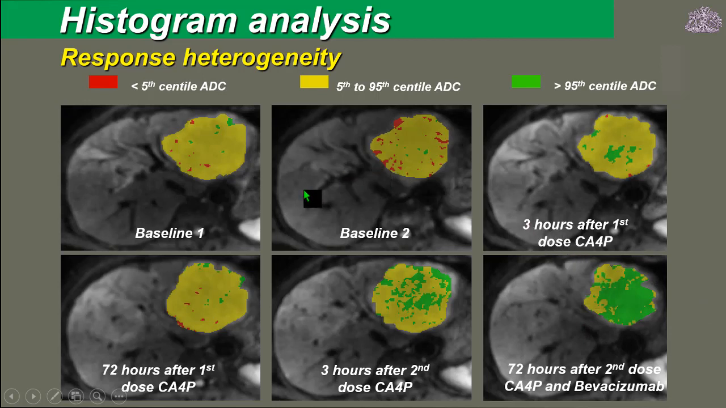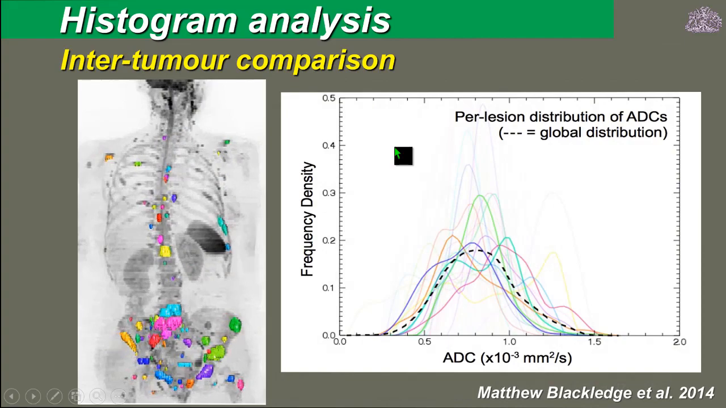And when you combine the antivascular agent with the anti-angiogenic treatment, you can see that the effects are much more sustained. So what this map tells you is that not only are you able to tell that the ADC values are changing, but you can also see in relation to the tumor where within the tumor these changes are occurring. So this is intra-tumoural heterogeneity response.